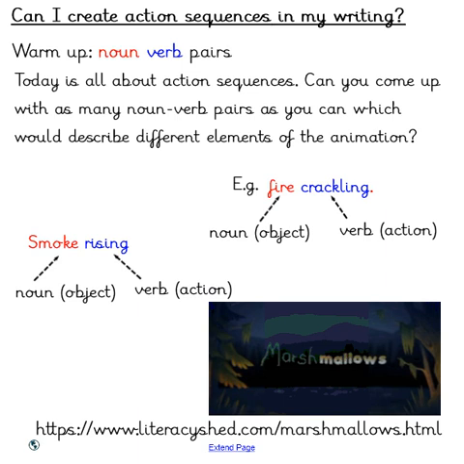Noun-verb pairs consist of a noun followed by the verb. In this case, we have a noun-verb pair, smoke rising. Smoke is the noun, as it is the object. Rising is what the smoke is doing. This is the verb. Here we have another example. Fire crackling. The fire is the object, or noun. Crackling is what the fire is doing, therefore the action, or verb. When used together, they can be really effective.